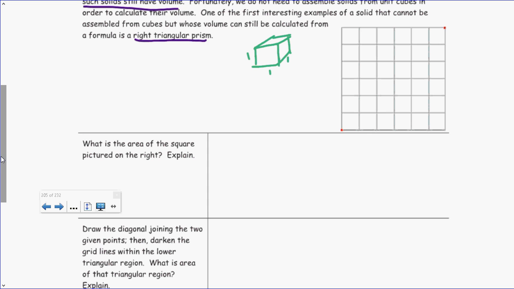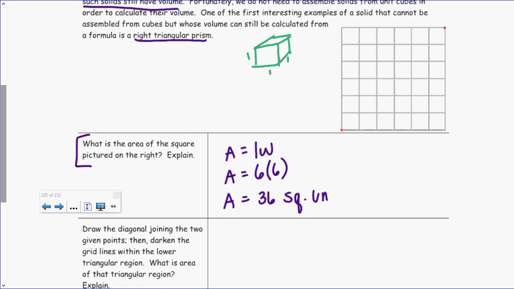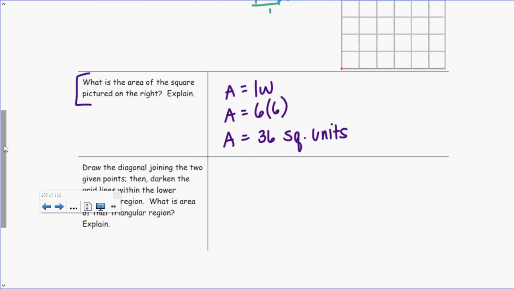So what is the area of the square pictured on the right? We know that squares are length times width and that they have the same length and width, and in this case it's 6 by 6. So the area is 36 square units. Whenever they don't give you inches, feet, miles, you can just call it units.